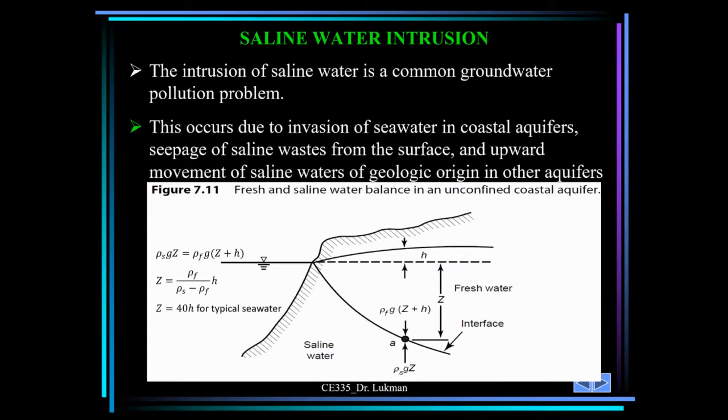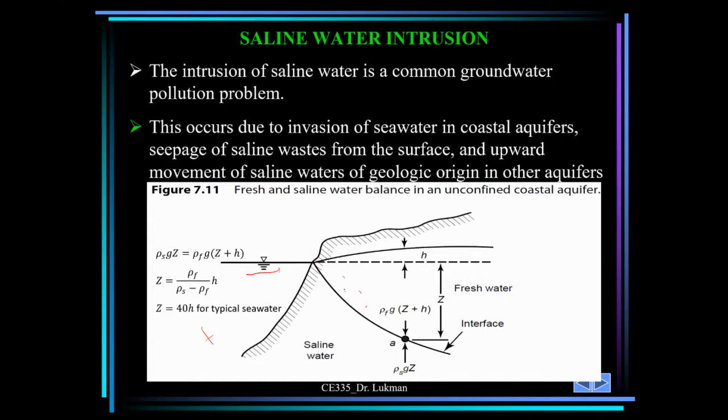Now let's see the dynamics of what happens between fresh and saline water, and the equilibrium in an unconfined coastal aquifer. Here we are considering an unconfined coastal aquifer. This is the sea. We know that saline water is denser than fresh water. Its density is higher, and they don't normally mix, so within the aquifer you have a boundary, an interface.